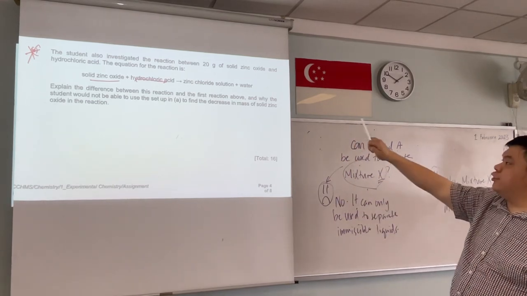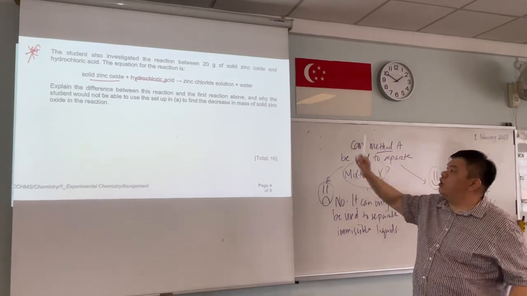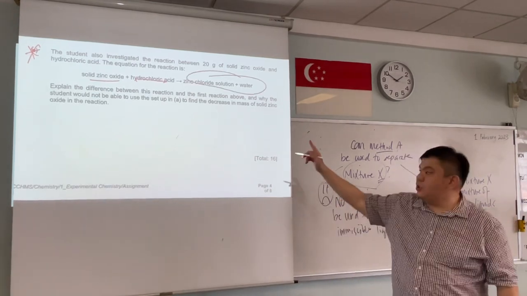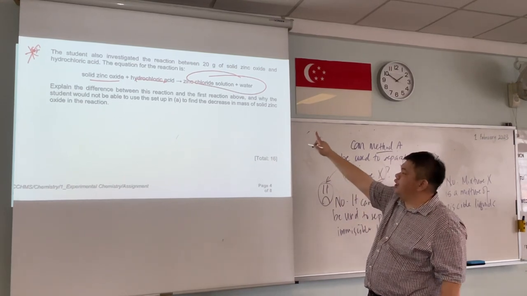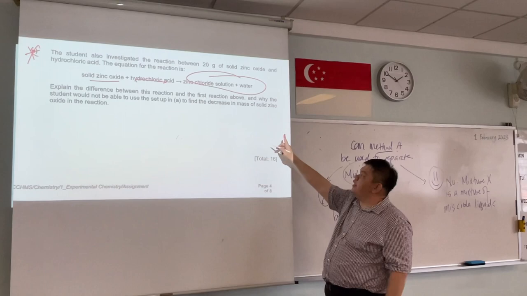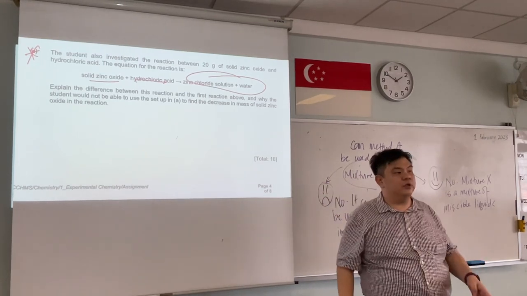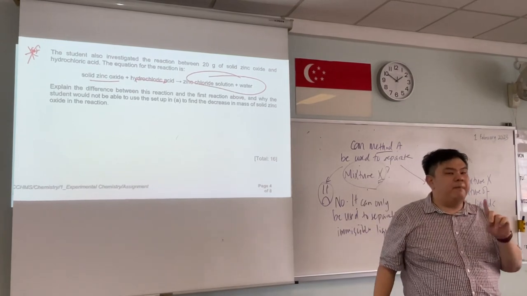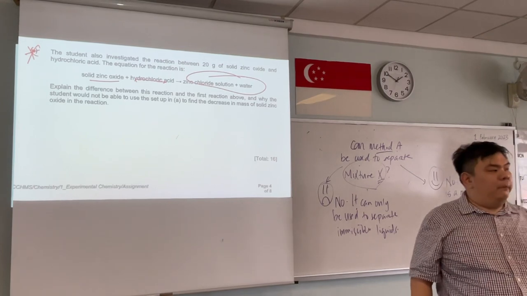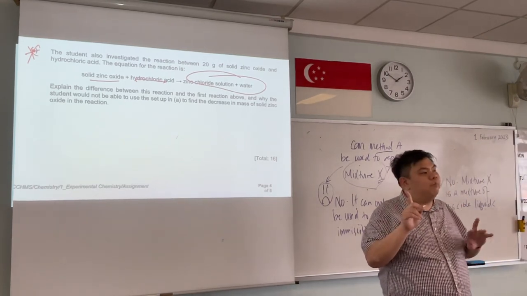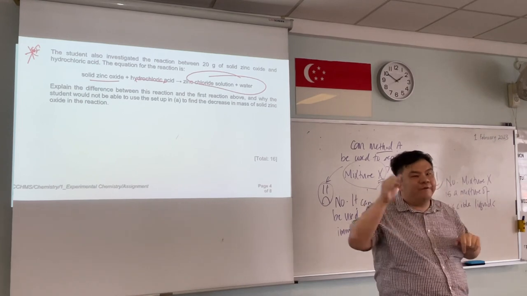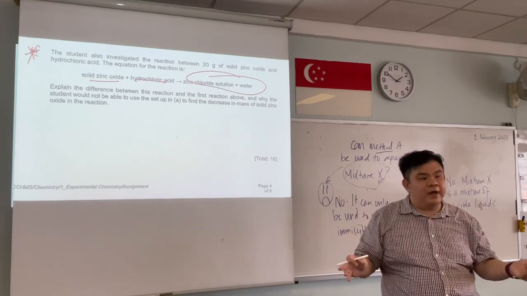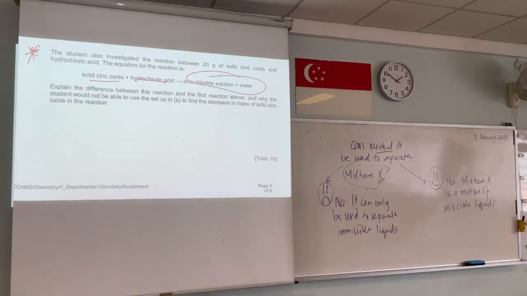Now, the student also investigated the reaction between 20 grams of solid zinc oxide and hydrochloric acid. The reaction is shown below. Those are the products, salt and water. Explain the difference between this reaction and the first reaction, and why the student would not be able to use the same setup to find a decrease in mass of solid zinc oxide in this reaction. Just now we discussed the zinc carbonate case: why does the mass loss method work? Because carbon dioxide is a product of the reaction, and it escapes into the air.